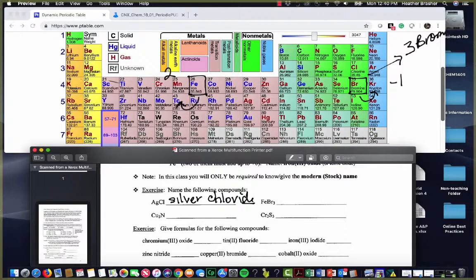3 bromides, then we would need a charge of 3 here, right? So basically, we would write iron 3 bromide. We still do the IDE at the end that we did in the last one. So here we are predicting what the name is by looking at the actual molecule and thinking about charge.